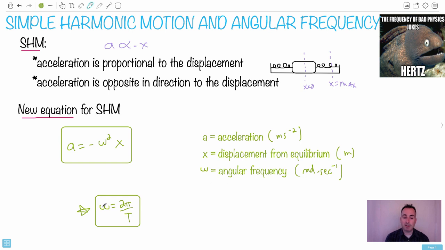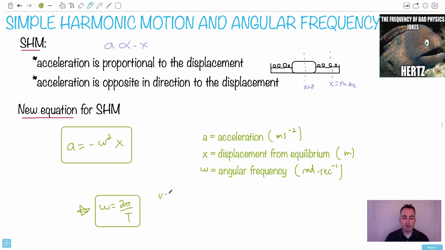Now we have a definition again. This is in your data booklet. You don't have to memorize this. You have omega, that's what this is called here. Omega equals 2 pi over T. And that's because, we talked about it before, that's going all the way around a circle that has a radius r equals 1. So the circumference of a circle is 2 pi r, but if you make r 1, then it works out.